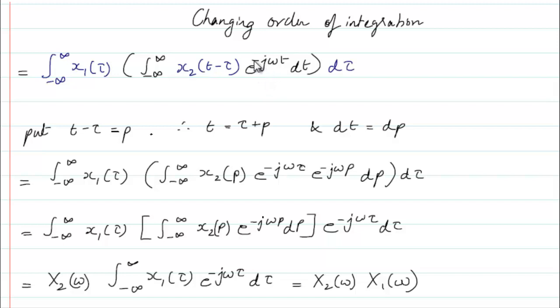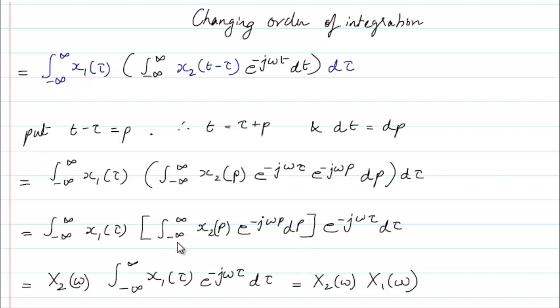And this e raised to power minus j omega t, where t is tau plus p, can be written as a multiplication of 2 exponential functions, out of which with respect to p only this function is there. This is not with respect to p, so this I will take outside. The remaining, whatever is in the bracket, I wrote together.